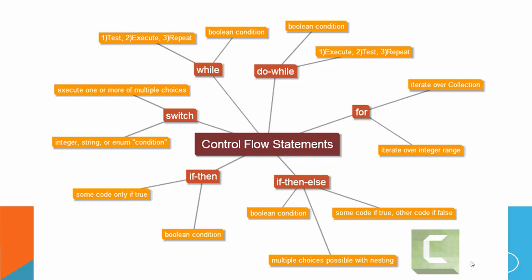So let's start with the first one, if then. If then is the statement that works when one condition is true. If any condition is true, then what is the statement to execute? Otherwise, what is the next statement to execute? So in case of if then, some code runs only if true, and it is a boolean condition.